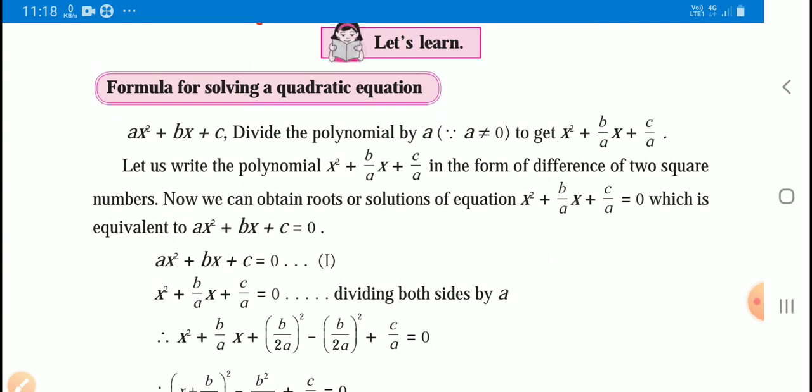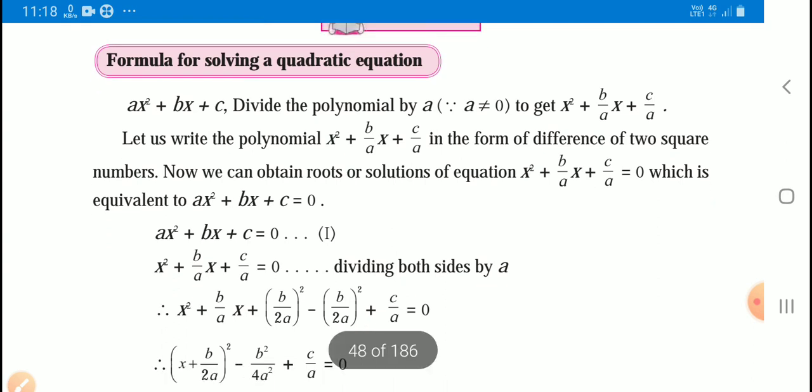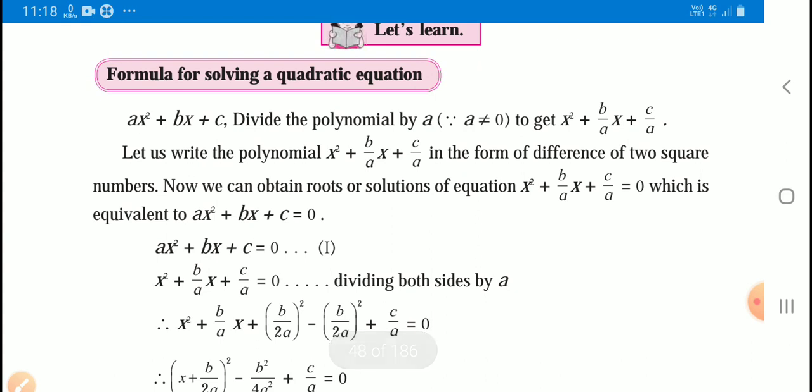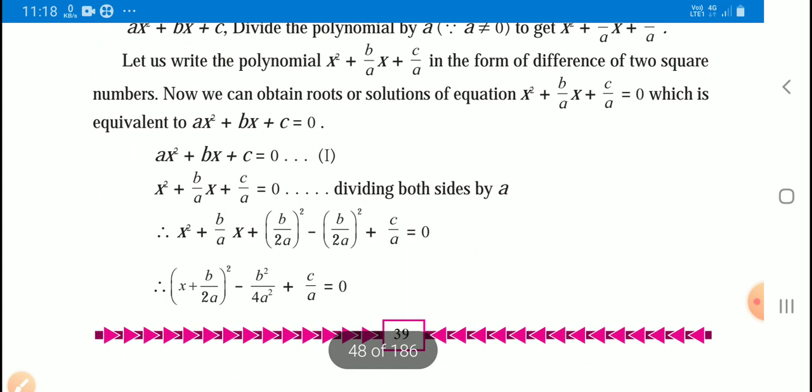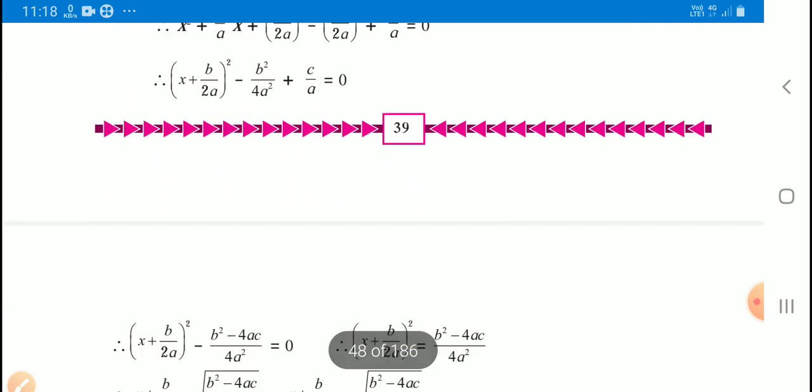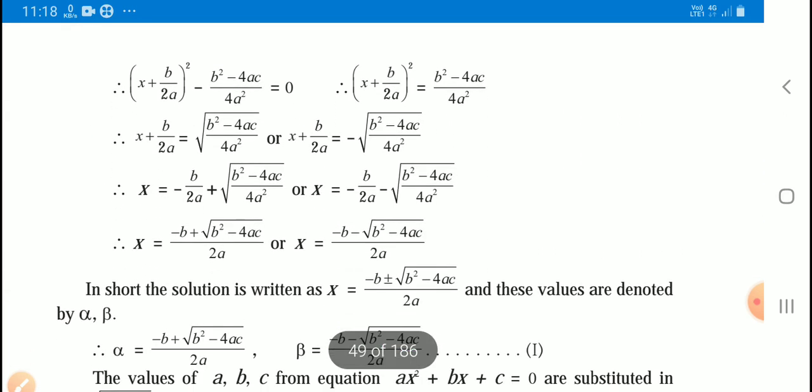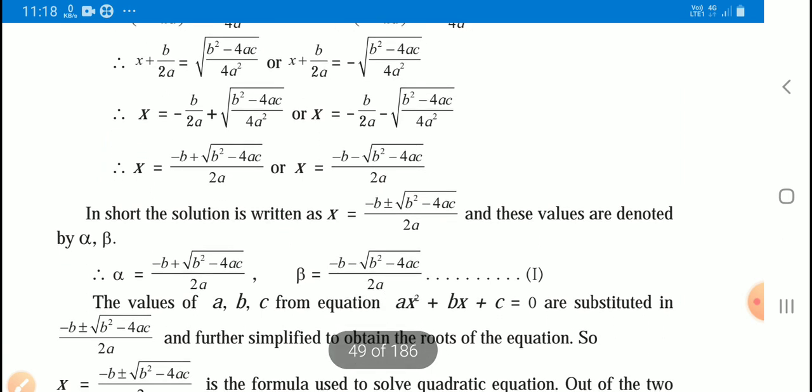Nobody will ask you how that formula came about or the proof of this formula. Just keep the formula in mind. You know the standard form of a quadratic equation, that is ax square plus bx plus c. And the formula of this method is x is equal to negative b plus under root b square minus 4ac upon 2a, or x is equal to negative b minus under root b square minus 4ac upon 2a.